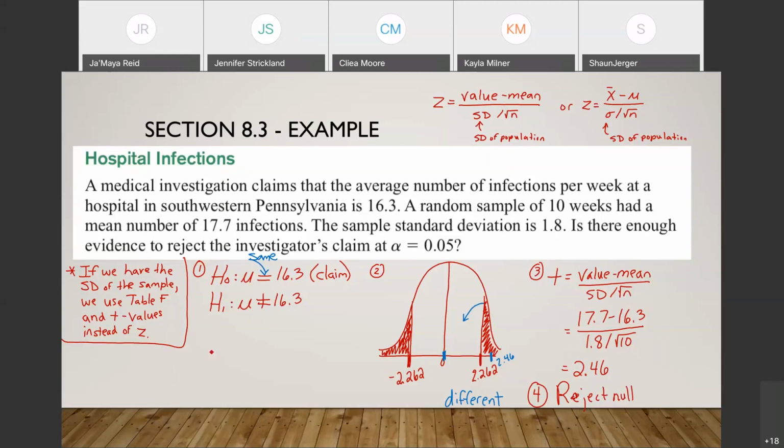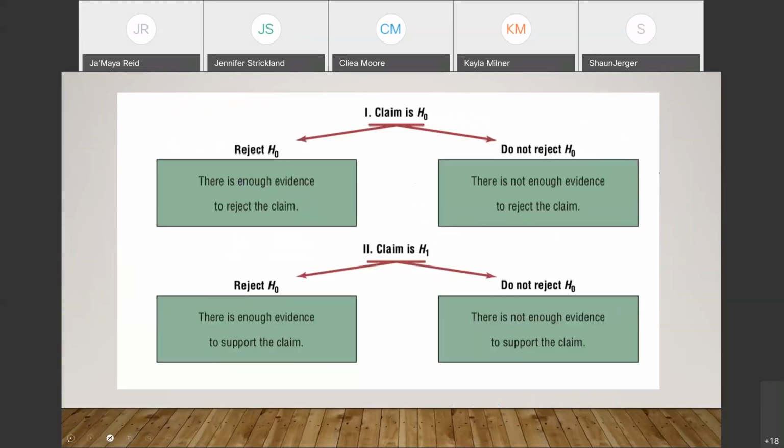And then the last step, we'll go to our table. I'll go back and see if I can find the table. We said that the claim was H0, and we're going to reject. So the claim is H0. We said we were going to reject. So there is enough evidence to reject the claim. That should be what you write for part E. There is enough evidence to reject the claim.